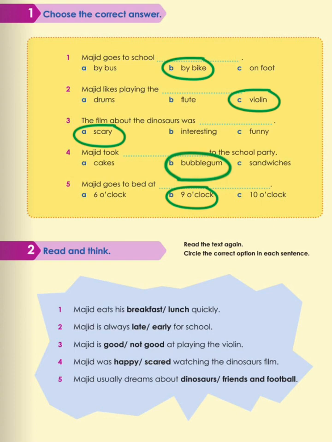Let's do number 2. Read and think. Read the text again. Circle the correct option in each sentence. Let's view the answers together in 3, 2, 1. Well done. The answer for 1, Majid eats his breakfast quickly. 2, Majid is always late for school. 3, Majid is not good at playing the violin. 4, Majid was scared watching the dinosaur film. 5, Majid usually dreams about friends and football.